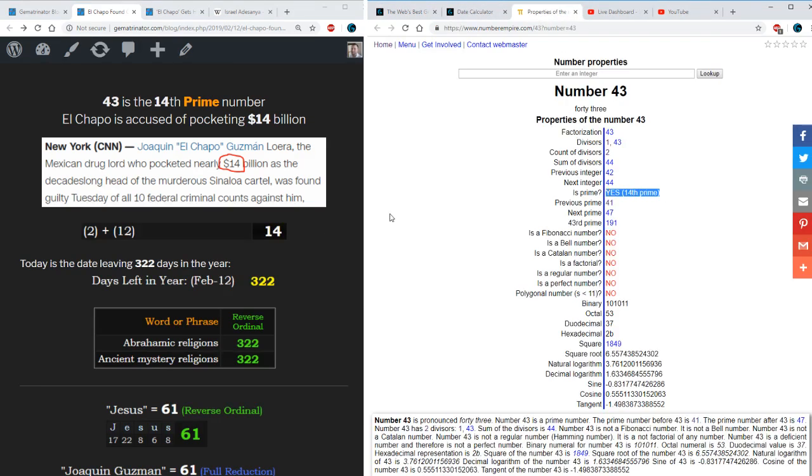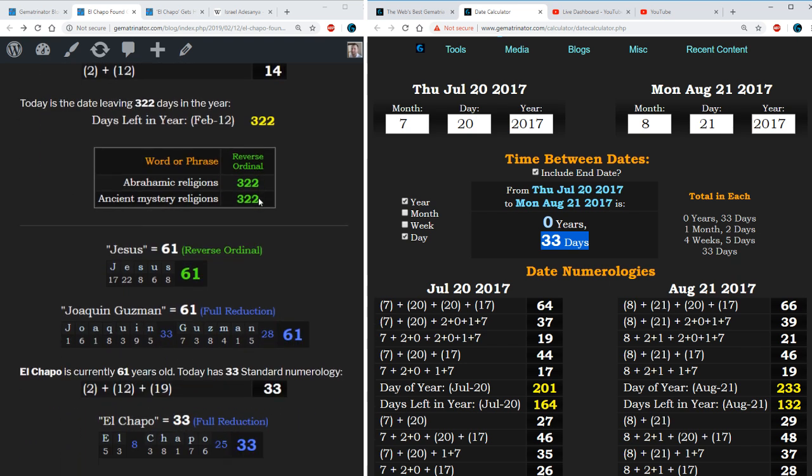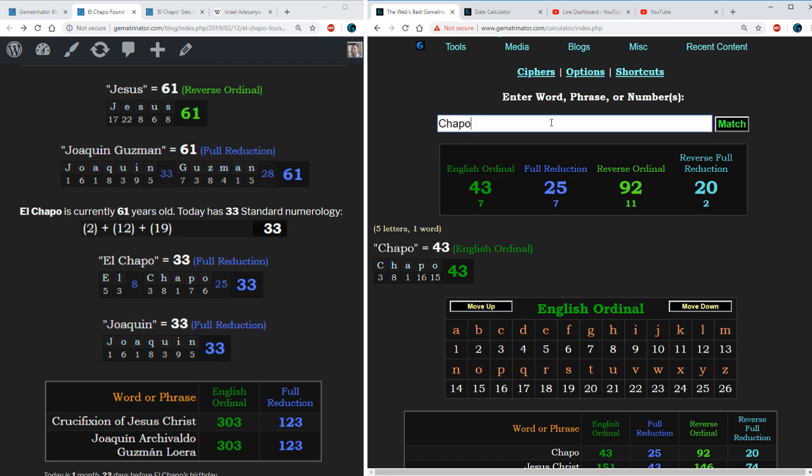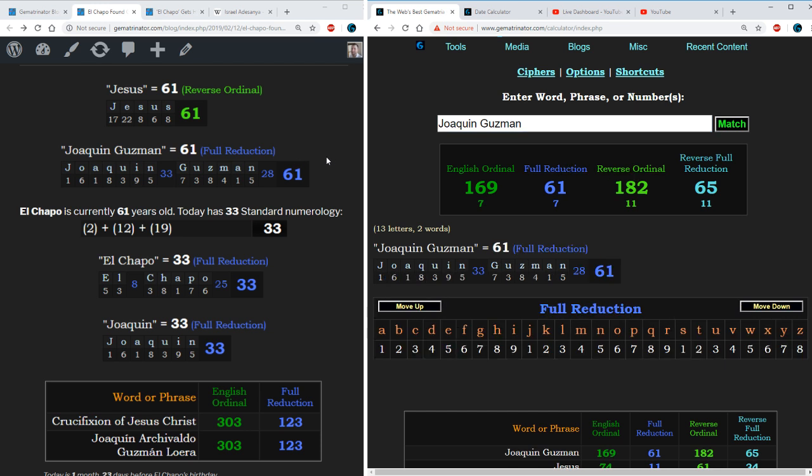43 is the 14th prime number, so it's pretty interesting that this article leads off mentioning how this man pocketed $14 billion. Of course, today's date, February 12th, 2 plus 12 equals 14. In the reverse alphabetic order, Jesus equals 61. This is the same as Joaquin Guzman in reduction, 61. Today, Joaquin Guzman, otherwise known as El Chapo, is 61 years old.